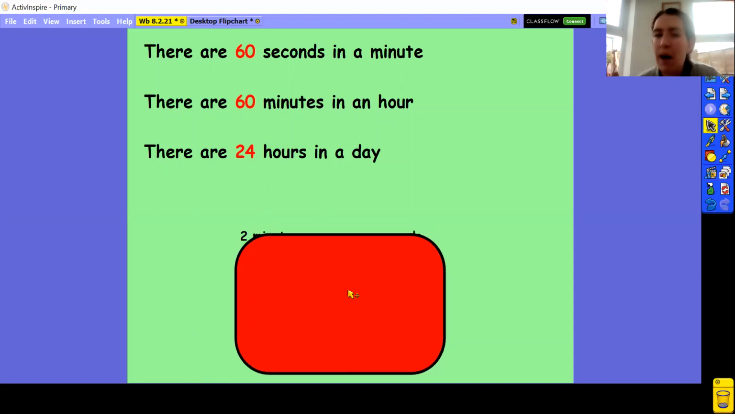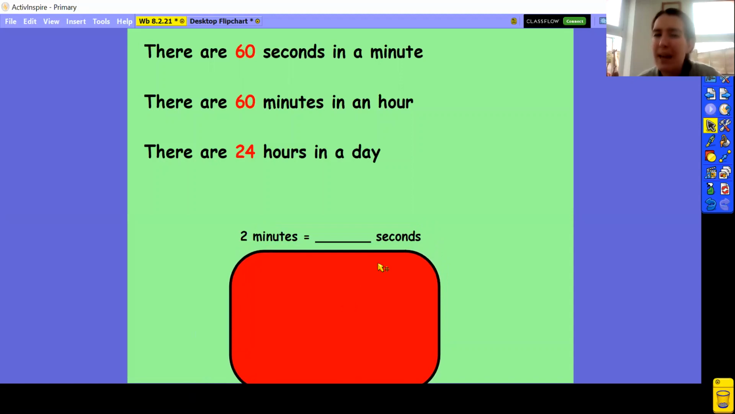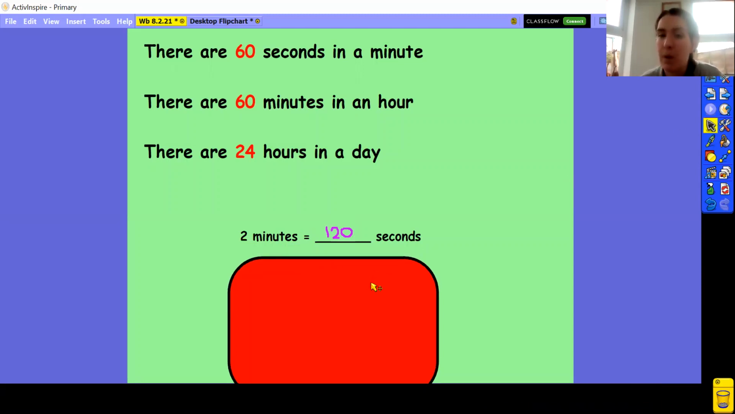So if we know that, can we work out how many seconds there are in 2 minutes? Well, if 1 minute is 60 seconds, then 2 minutes has to be double it. Now, you may not know double 60, but you should know double 6. Well, double 6 is 12, so double 60 is going to be 10 times bigger. It's going to give us 120. So there are 120 seconds in 2 minutes, or 2 minutes is the same as 120 seconds.